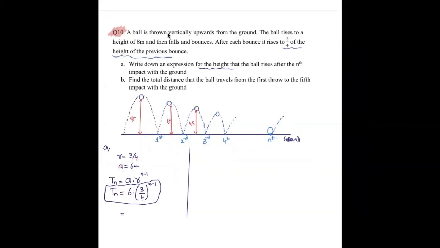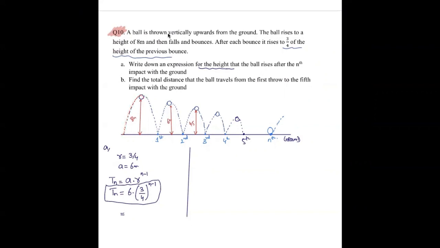Okay. Now, the second part says find the total distance that the ball travels from the first throw to the fifth impact to the ground. From the first throw, so after the first throw is this value till the fifth throw. Okay. After the first throw, it says throw, not the impact. My bad. It says the throw. So the first throw is over here.